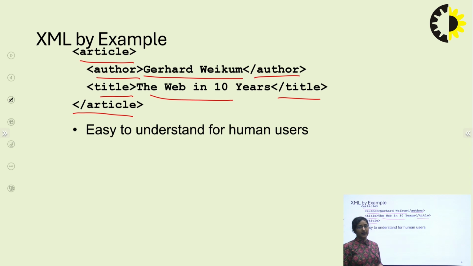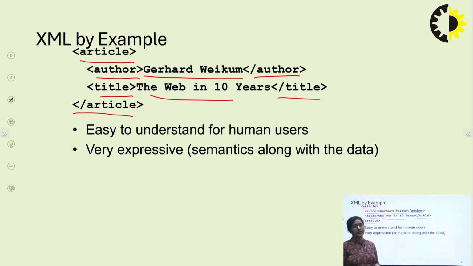Simple it is, article is there, and article consists of two things, author and the title. So it is very easy to understand for the human users as well. It is very expressive because we have the semantics along with the data. Semantics means the meaning of the data. With the help of the meaning, the user can easily understand what the data is, how the data is going to be implemented, and all those things.